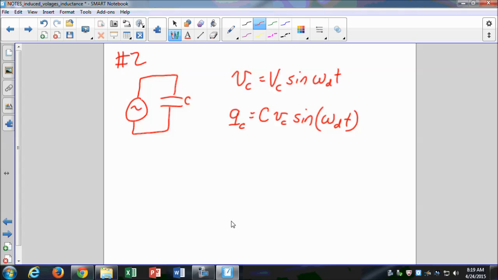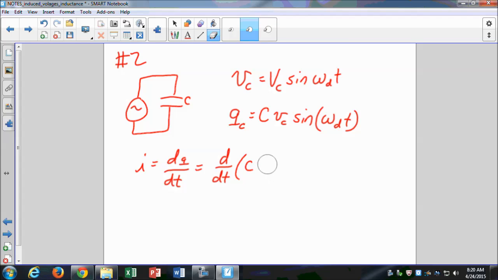Can I go and write out the function? We have 5 minutes. If it's okay, I'd like to go ahead and get this going. So I know that current is dq dt. If I want to know this function for current, I just take the derivative of my charge. I have this function for the charge, so the current is d dt of C VC times sine omega dt. This is my maximum current because it's the amplitude.